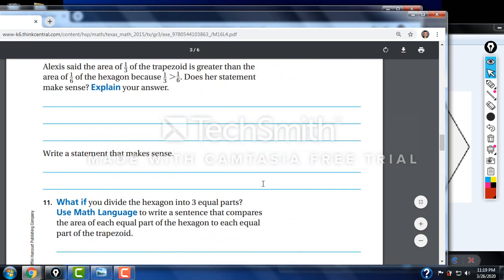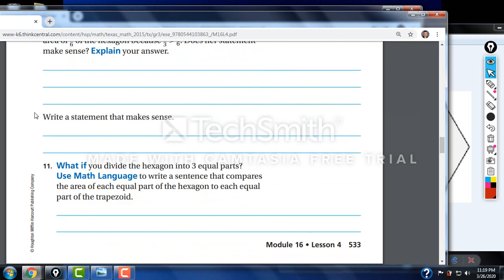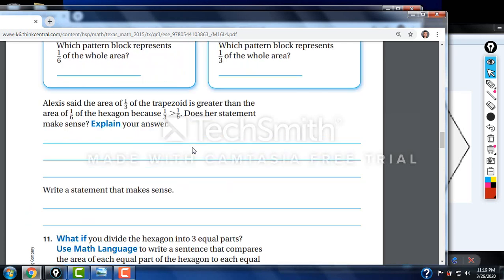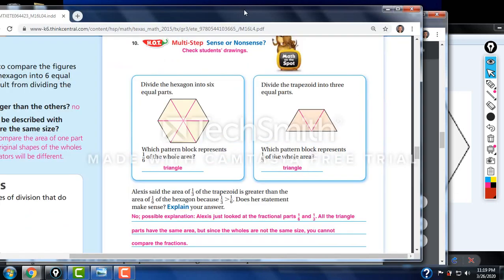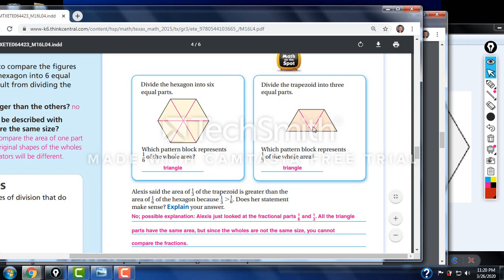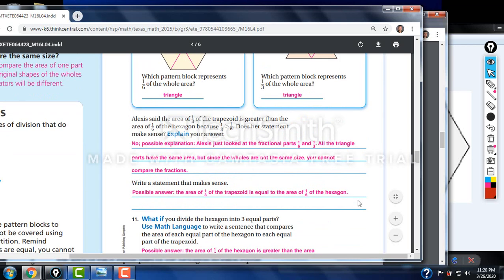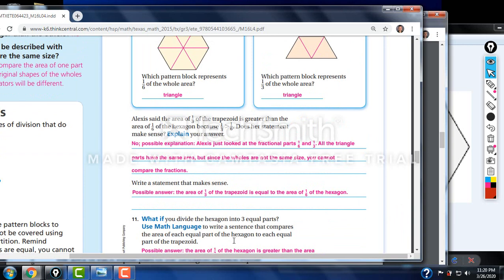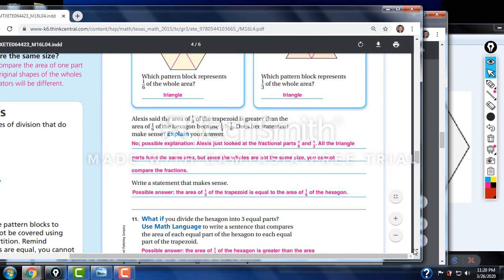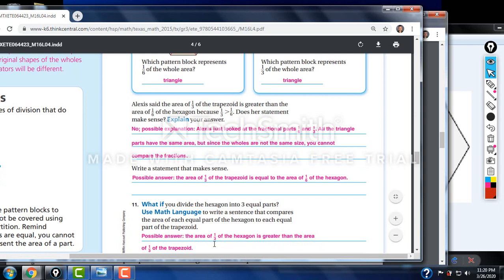Okay. You write a statement that makes sense. So what statement can you write that makes sense? And think about the area. Okay. The area of 1/3 of the hexagon is greater than the area of 1/3 of the trapezoid.